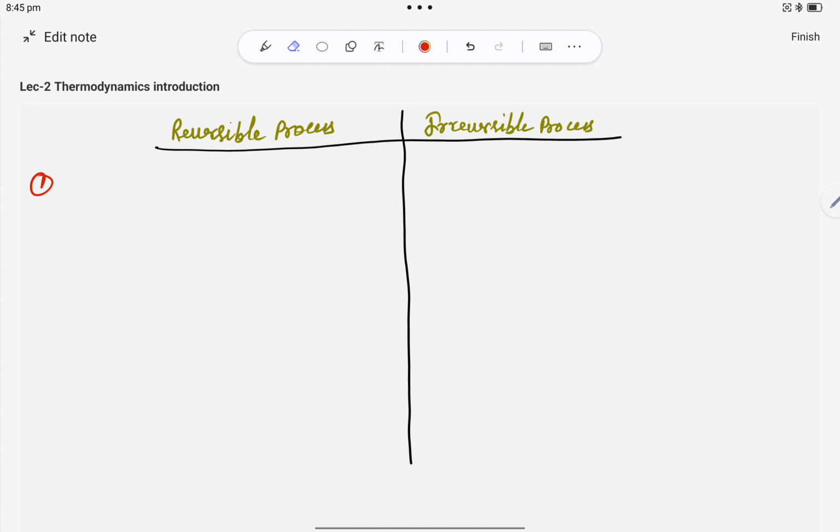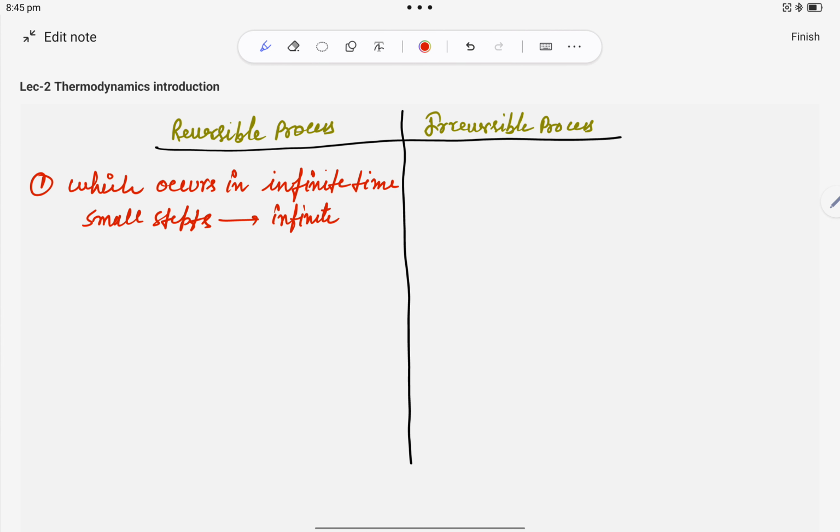So here you can write: which process occurs in infinite time, or you can say in small steps. It is completing in small steps. That means infinite time to finish. Infinite time to finish. Children, it's a matter of understanding.